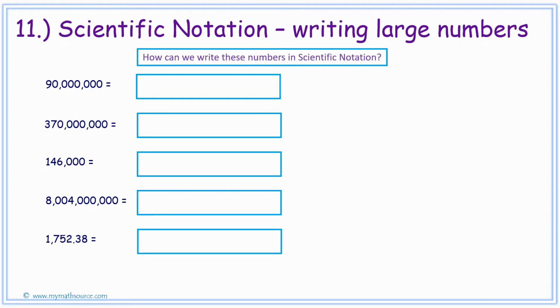Okay, so for the first one, how could we write this number in scientific notation? The first thing you want to ask yourself is where to put the decimal point. Because you want the number to be between 1 and 10, you want the decimal point to come after the 9. So count how many place values you would have to move in order to get the decimal point to that location. 1, 2, 3, 4, 5, 6, 7. So this number would be 9 times 10 to the power of 7.